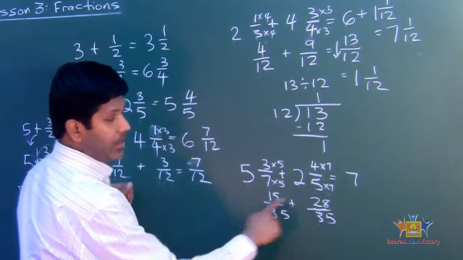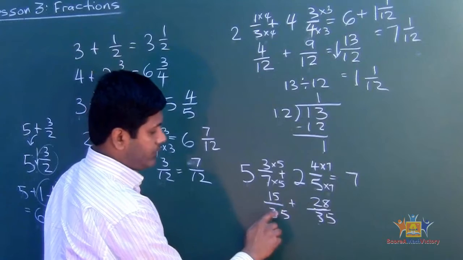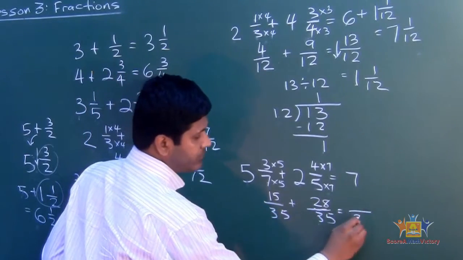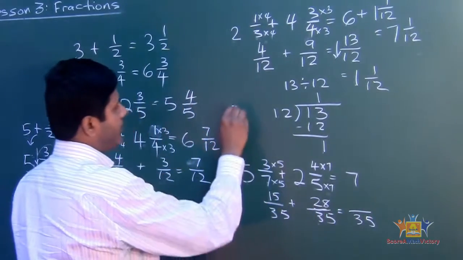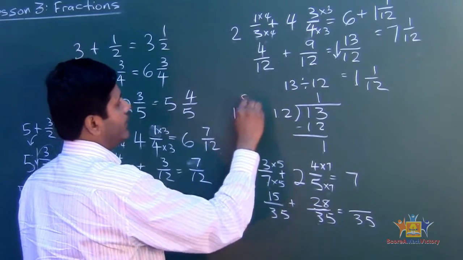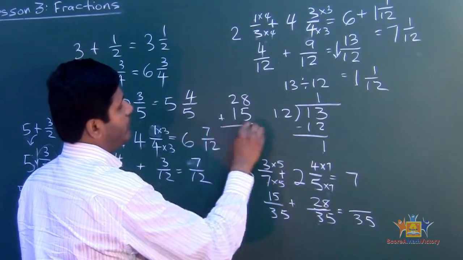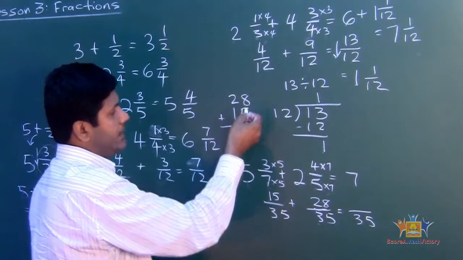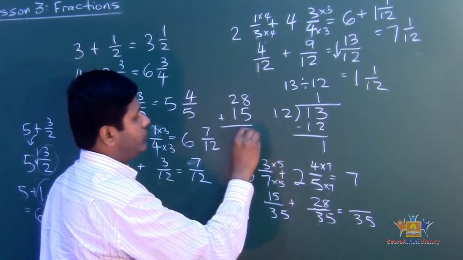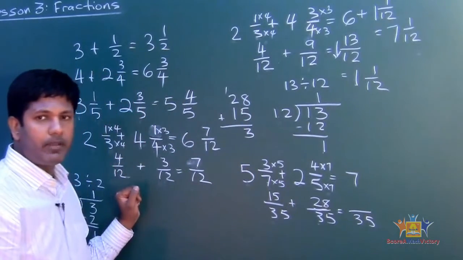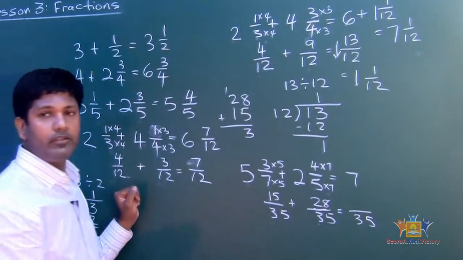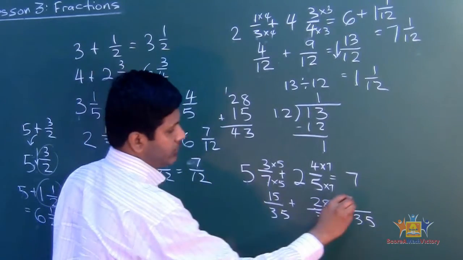But it's a big number we're adding, so we line them up. We know that the denominator is going to be the same, so we set up the numerators 15 and 28. Always line them up. Very important, line them up right. 8 plus 5 is 13, so 3 carry 1. 1 plus 2 is 3, plus 1 is 4, so 43.